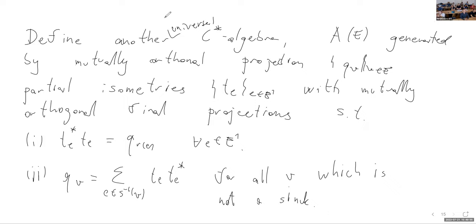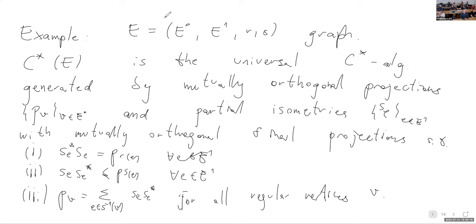A sink means a vertex with nothing leaving, so S minus one of V is empty. Because if you add the sink here, we would say that the projection on the vertex is zero, but we don't want the projection on the sinks to be zero. So that's why we remove sinks. Comparing to the other definition, we don't have the second one, and we are adding all these infinite sums relations. But the second follows from the third, no? For regular ones, yes.